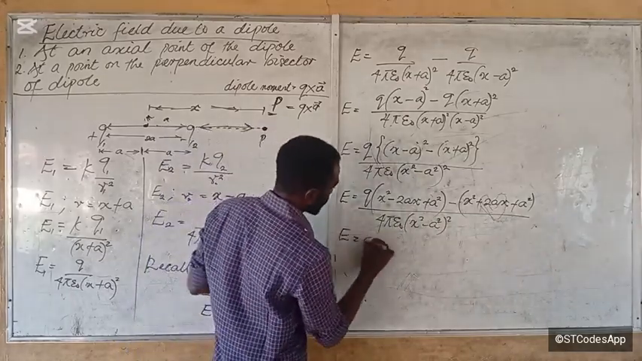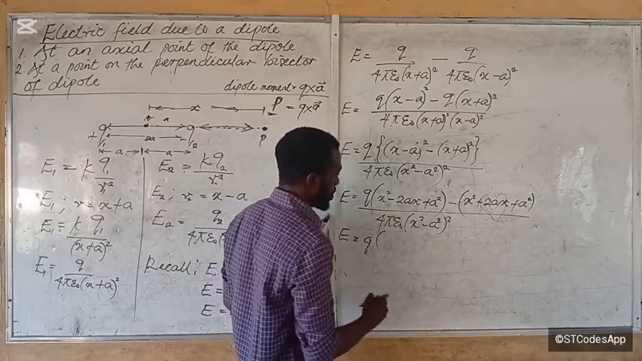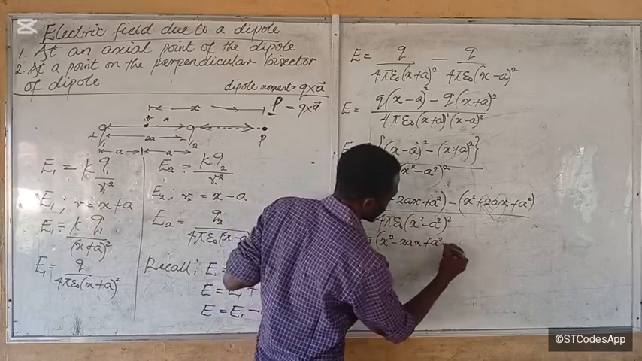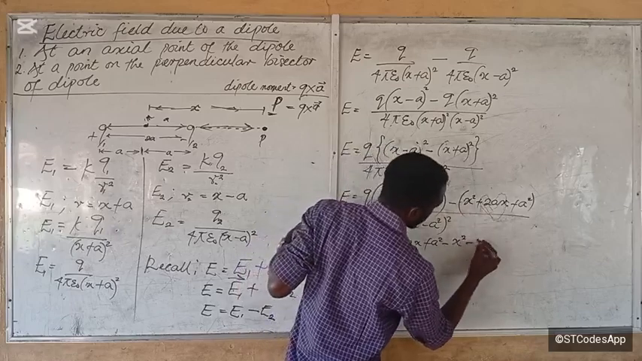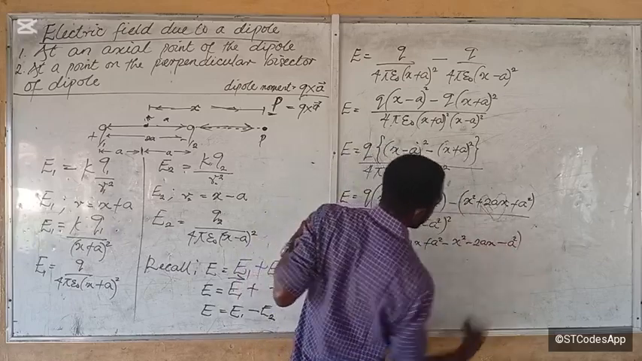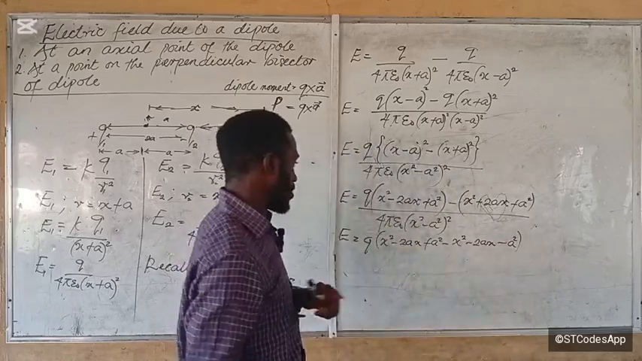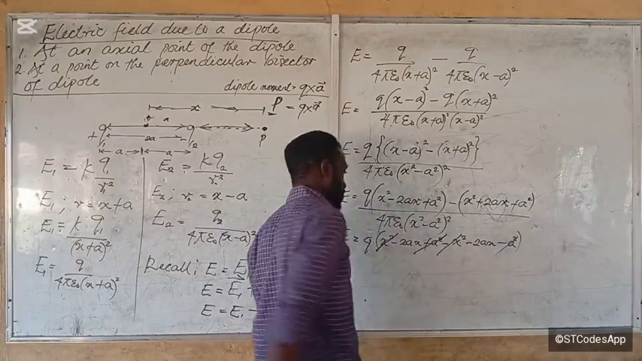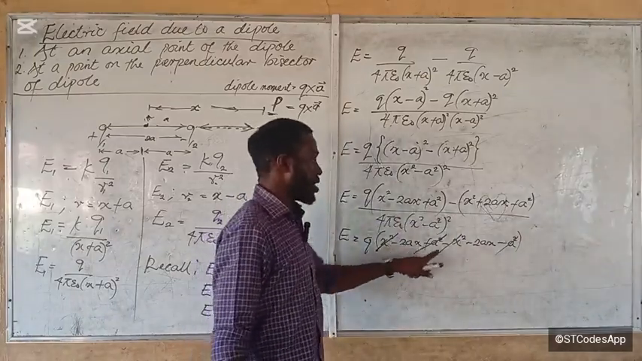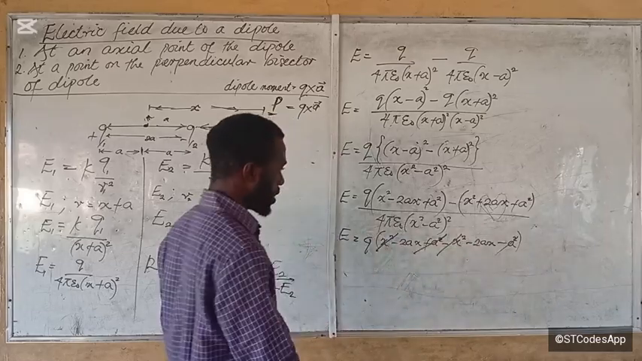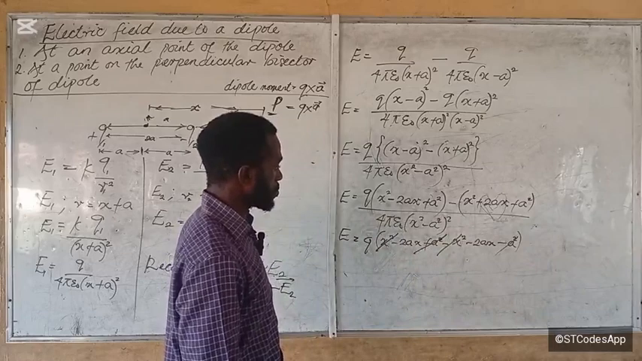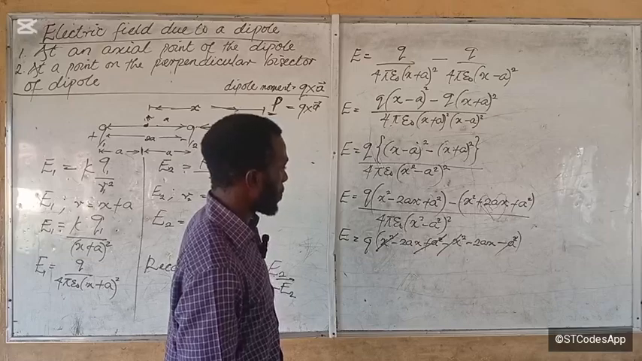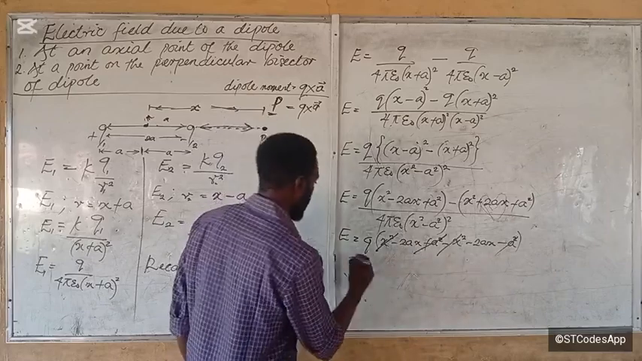Okay, so E therefore becomes Q into brackets. By the time we open these brackets, we're going to have x squared minus 2ax plus a squared, minus, we open the bracket, x squared plus 2ax plus a squared. All right. So if you can already see, you will notice that this will take care of this. This will take care of this. So we have minus 2ax minus 2ax. Okay?